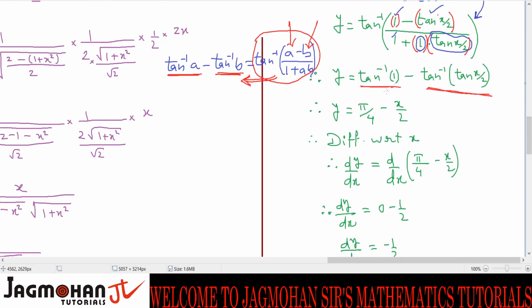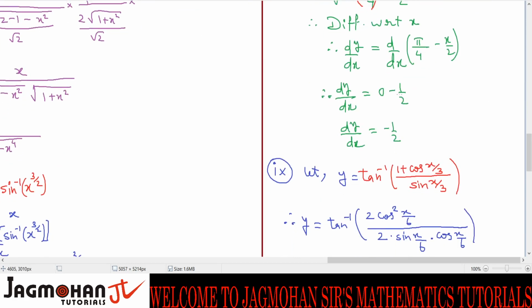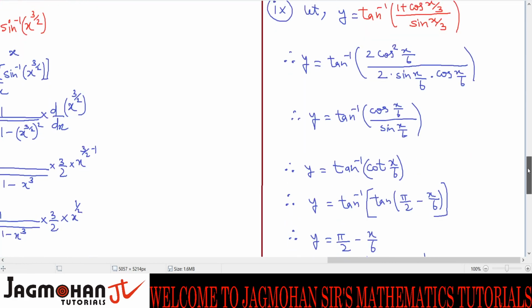Now tan inverse of 1, you know, it is pi by 4. Tan inverse of 1, for what angle? Tan has value 1, the angle is pi by 4. And here tan inverse of tan x by 2 is simply x by 2. Then we differentiate both sides with respect to x. Derivative of pi by 4 is 0 and derivative of x by 2 is 1 upon 2. And you have negative sign in between, so minus here. So the final answer is, why derivative of x by 2 is 1 by 2, students? Because 1 upon 2 is constant and derivative of x is 1. So 1 into 1 by 2 is 1 by 2. So the final answer is minus 1 by 2.